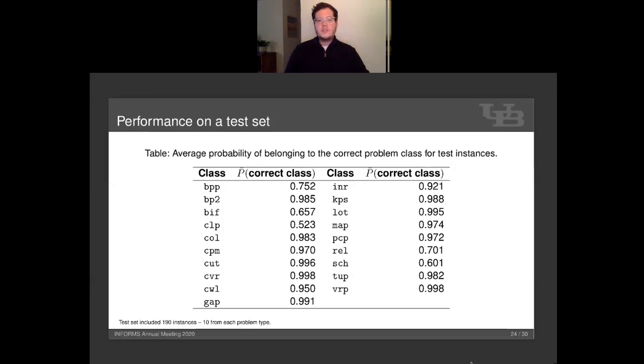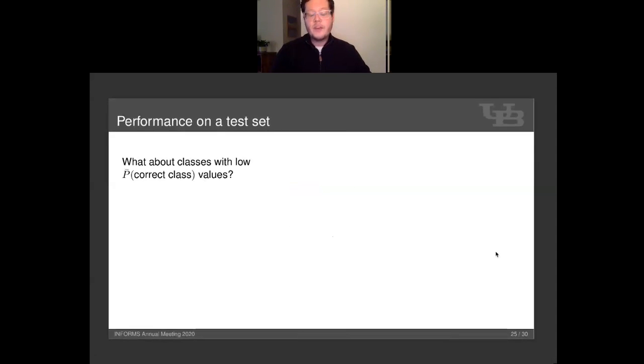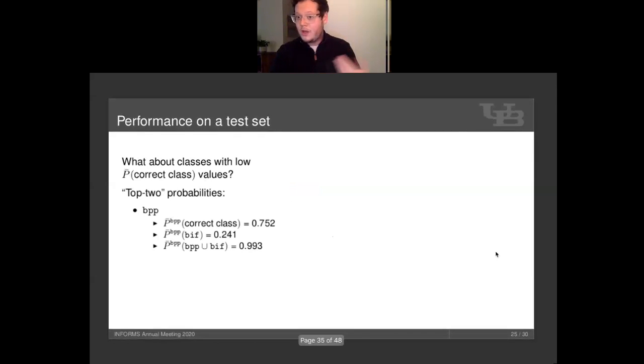Now, we do see for several of these problem classes that the probabilities are a bit lower. For example, our bin packing problem instances receive on average a 75% probability of having come from the bin packing problem. But this is actually explained if we look at the top two class probabilities. Again, those bin packing test instances had a 75% probability of coming from the bin packing problem.